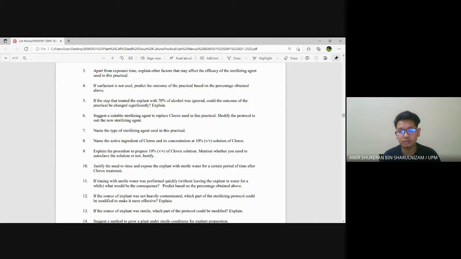So the question asks whether you need to autoclave or not. The answer is no. The solution does not need to be autoclaved, as the heat from autoclaving will degrade the hypochlorous acid in the solution. So hypochlorous acid, or HOCl, is the chlorine residue from the reaction between sodium hypochlorite solution and water. HOCl is a strong disinfectant that can penetrate the cellular structure of microorganisms easily.